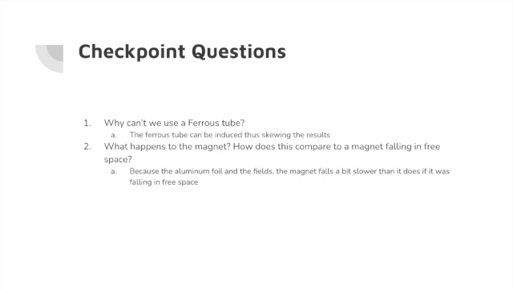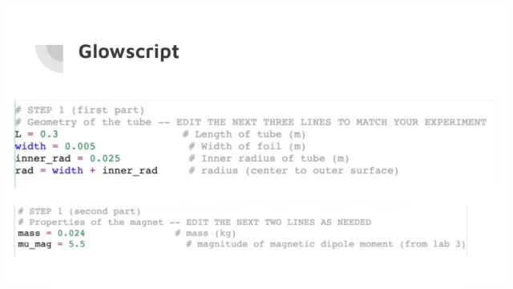For the checkpoint questions, we can't use a ferrous tube because the ferrous tube can be induced, and that would skew the results. So what happens to the magnet? How does this compare to the magnet falling in free space? Because of the aluminum foil in the fields, the magnet falls a bit slower than it would if it were falling in free space. So now we're going to look at some of my GlowScript code.